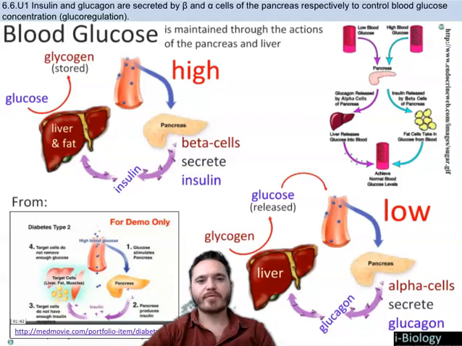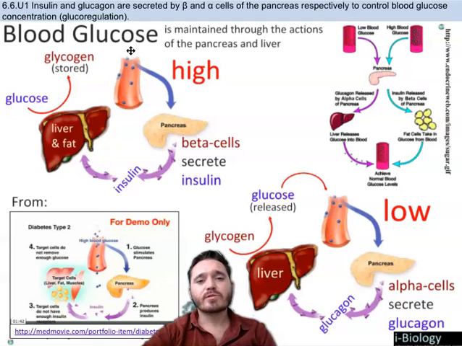Okay, so here we're focused on the pancreas. The pancreas contains beta cells and alpha cells that are going to be producing insulin if it's beta cells and glucagon if it's the alpha cells. And the whole goal of secreting these hormones of insulin and glucagon is to control blood glucose levels. This is also known as glucoregulation. Okay, so how does this work?